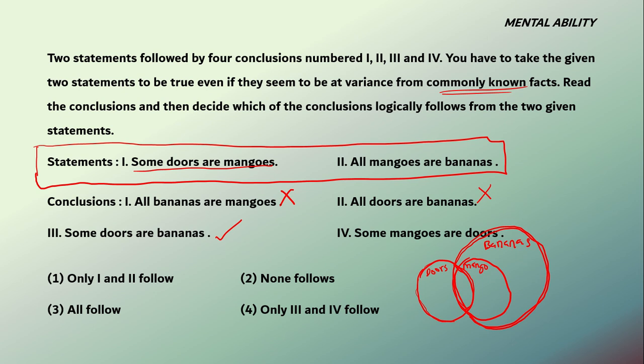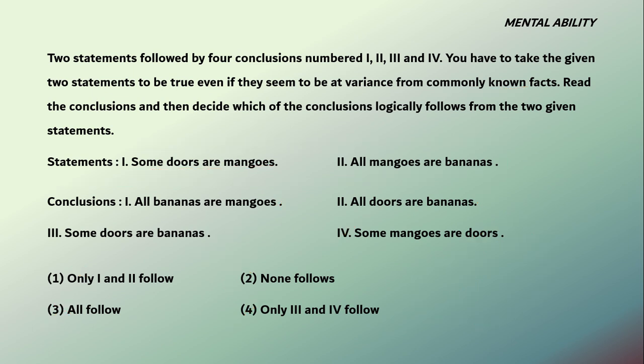The fourth conclusion says some mangoes are doors. This is correct. We have the statement some doors are mangoes. So some mangoes are doors also means the same thing. So the conclusions 3 and 4 are correct. If you look at the options, you can see that's option number 4. First, second and third is also incorrect. So that's the question on mental ability.